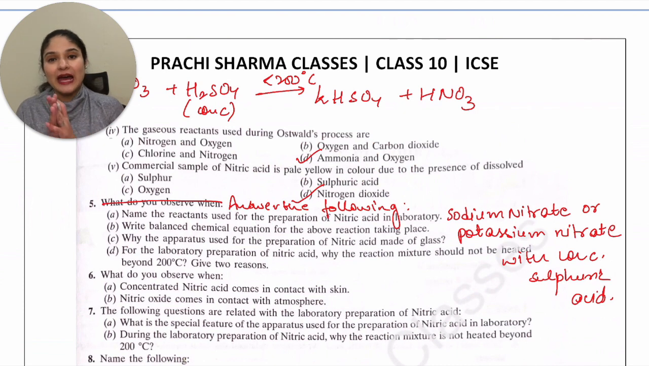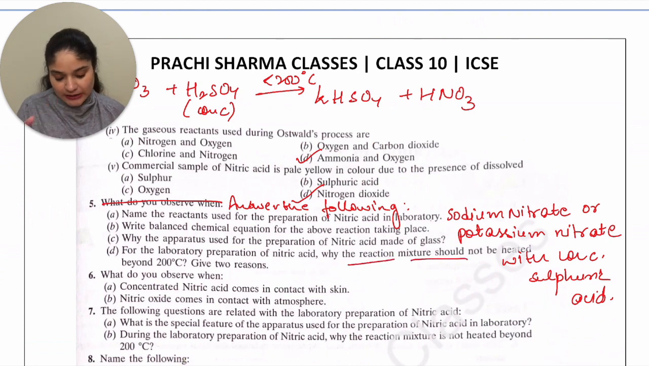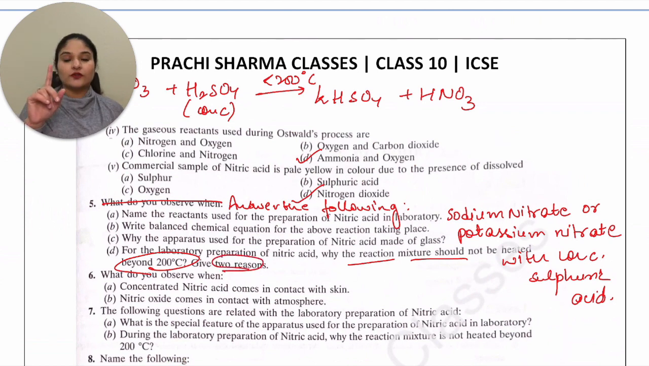Therefore, for any lab preparation of nitric acid, the entire apparatus has to be made of glass. Let's move on to D. For the lab preparation of nitric acid, why should the reaction mixture not be heated beyond 200 degrees Celsius? Give two reasons. The first reason is similar to what we did in HCl.